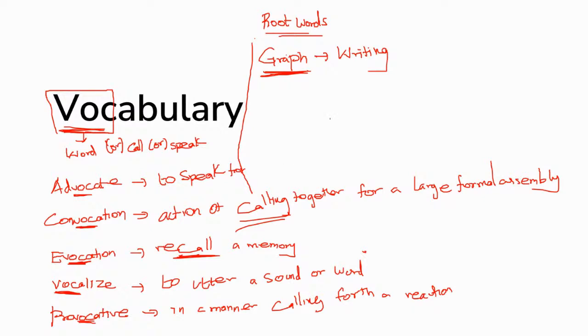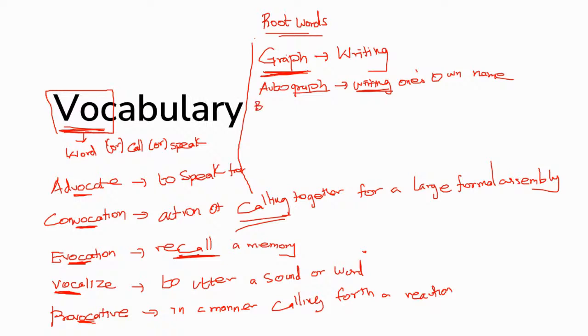Yes, guys. So if I can say a few words which have graph in them, the first one that comes to my mind is autograph. In autograph we are using graph. So what is meant by autograph? Writing one's own name is called autograph. So here it is writing.